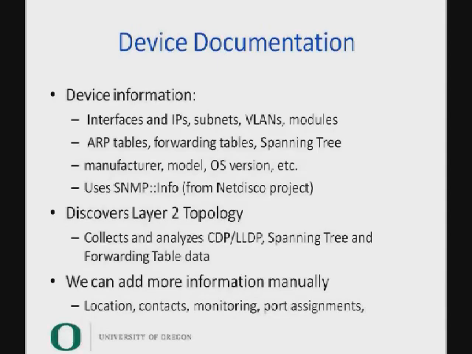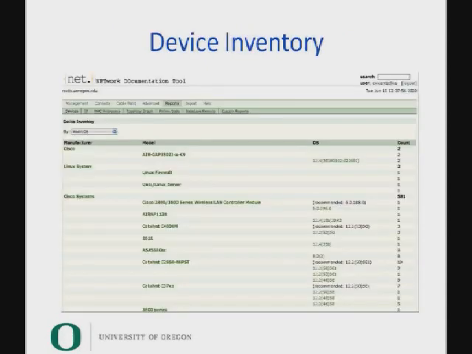So also, the layer 2 topology discovery is kind of unique in its own way. We collect and analyze different sources of information: CDP and LLDP, spanning tree state, and forwarding table data. We take all those sources and we come up with a good guess of how things are connected, and it works really well. Of course, we can add more information to each device manually, so where it's located, who the contacts are, how we want it monitored, how the ports are assigned to jacks, etc.